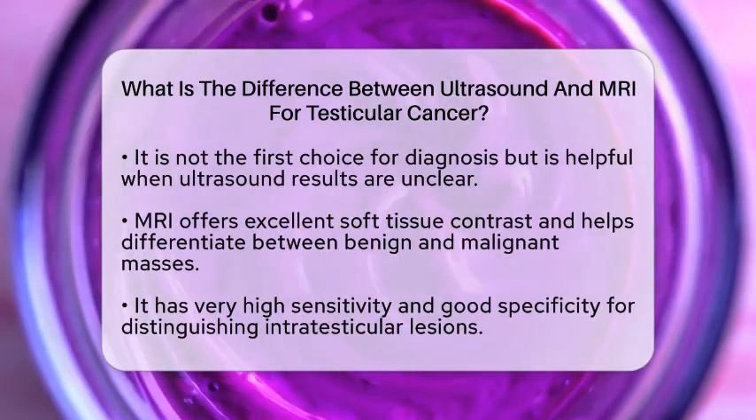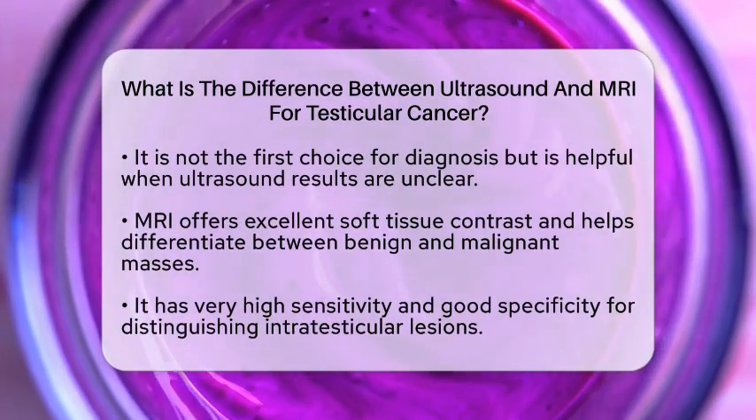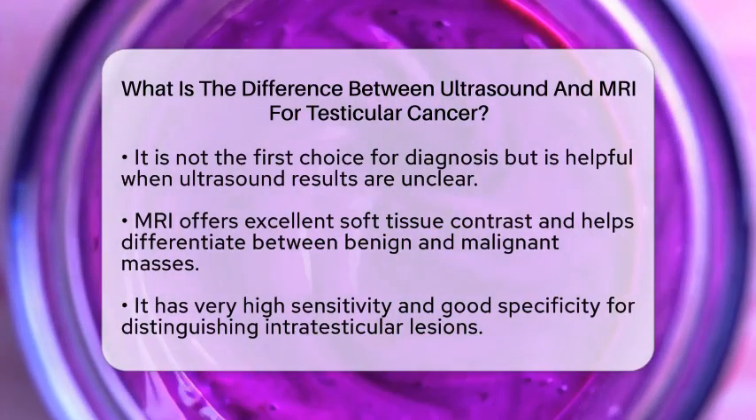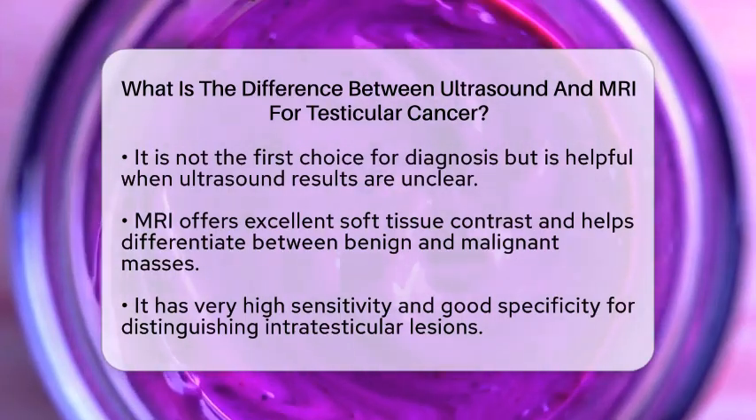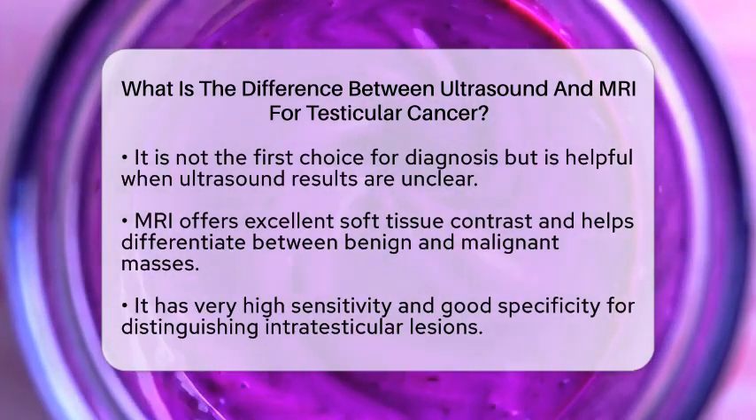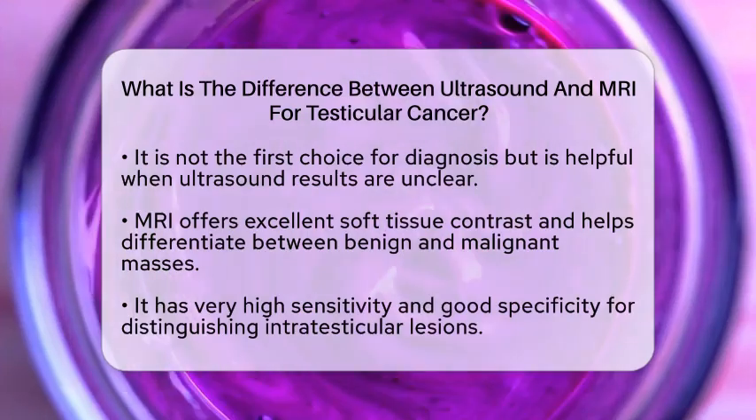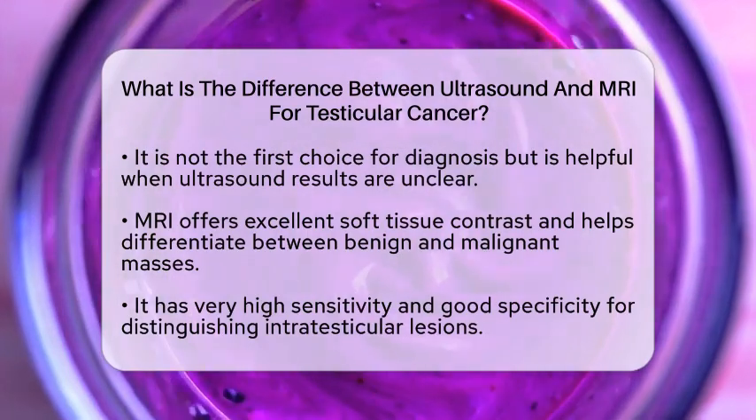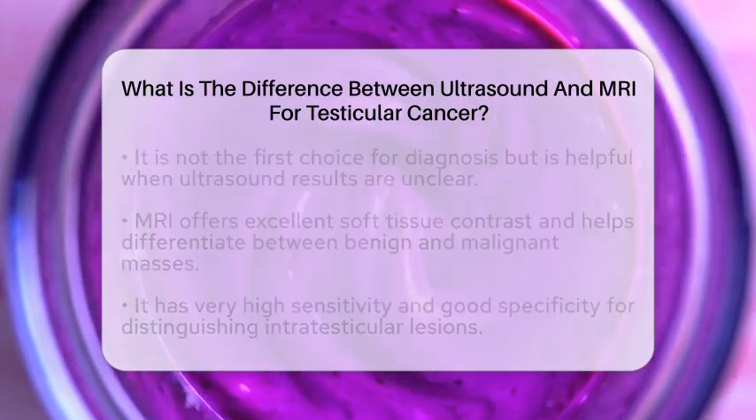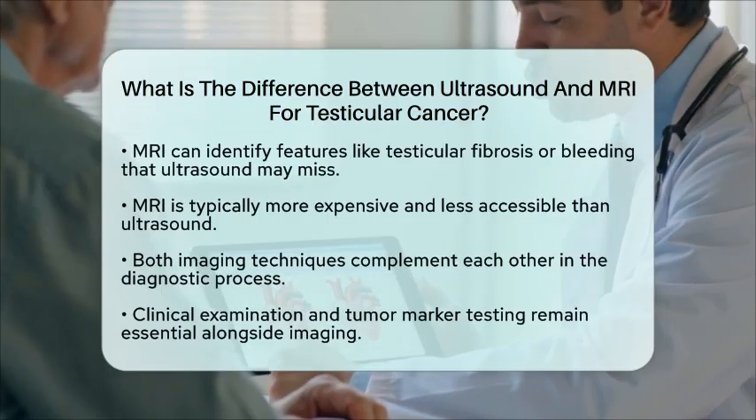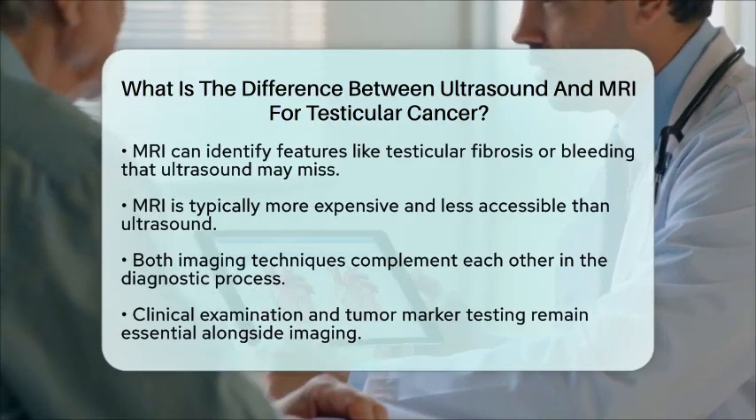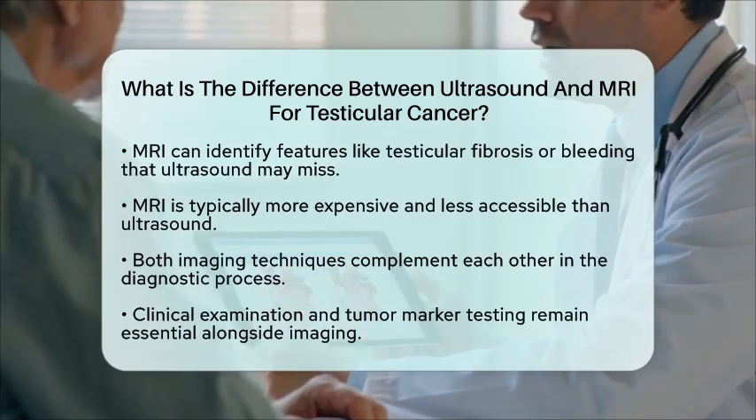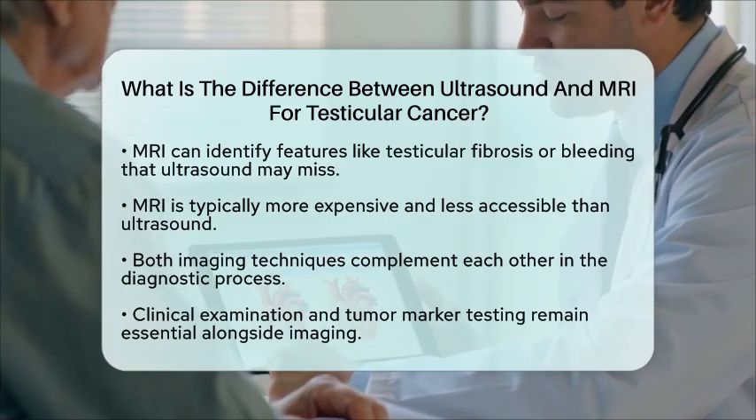MRI has a very high sensitivity, close to 100%, and good specificity, around 87.5%, when distinguishing between benign and malignant intratesticular lesions. It can also identify features like testicular fibrosis or bleeding that might be challenging to see on ultrasound. However, MRI is generally more expensive and less accessible, and it is not typically used for initial screening or distant staging. In summary, ultrasound is the go-to imaging test for suspected testicular cancer due to its high sensitivity and accessibility.